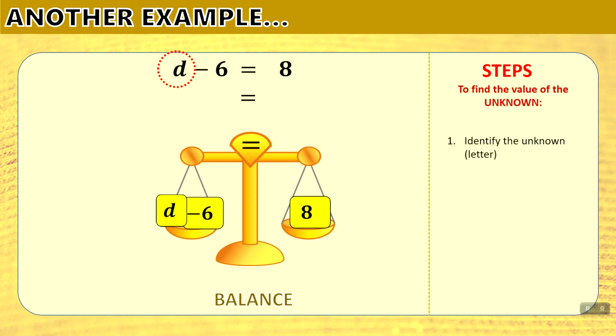Identify the unknown. The unknown is d. The unknown is always the letter. Step 2, identify the number being added or subtracted from the unknown. In this case, it's 6, but it's minus 6.